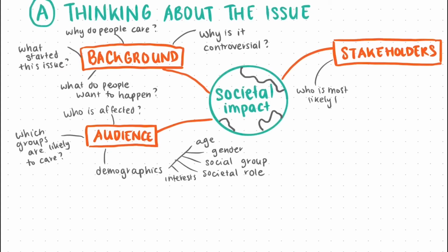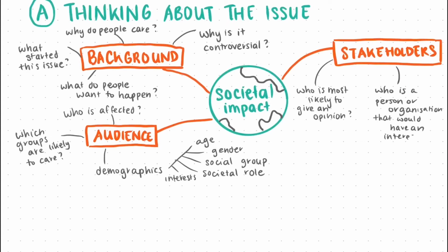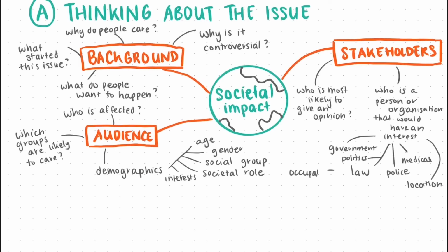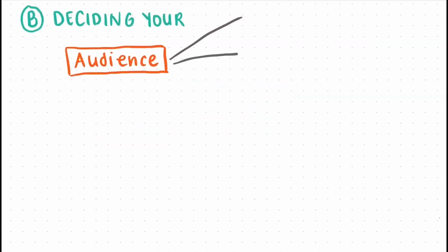The stakeholders are the people who are most likely to give an opinion, and they are usually people who have an interest in the actual topic. Sometimes they can be impacted when it comes to future decisions. Next, you should decide your purpose, audience, and context.